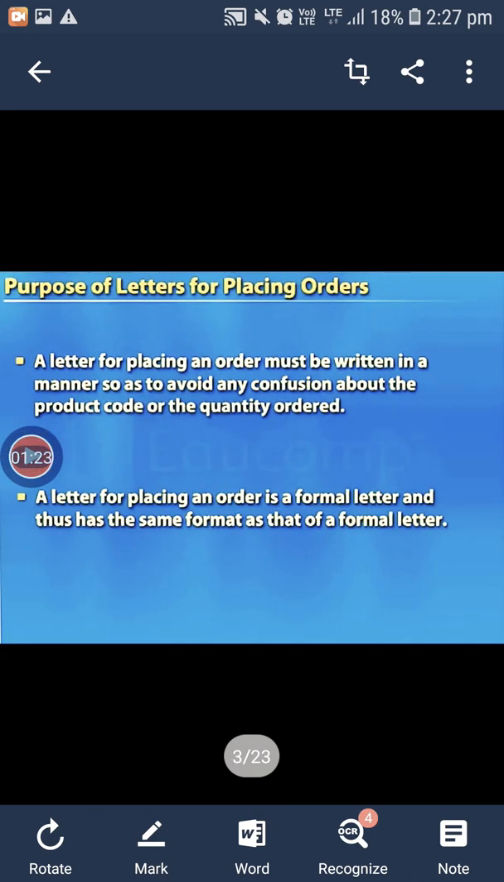What is the purpose of letters for placing orders? A letter for placing an order must be written in a manner so as to avoid any confusion about the product code or the quality ordered. Second, a letter for placing an order is a formal letter and thus has the same format as that of a formal letter.